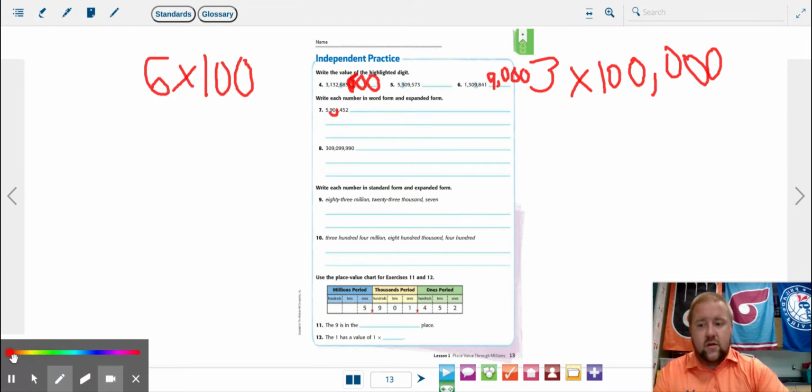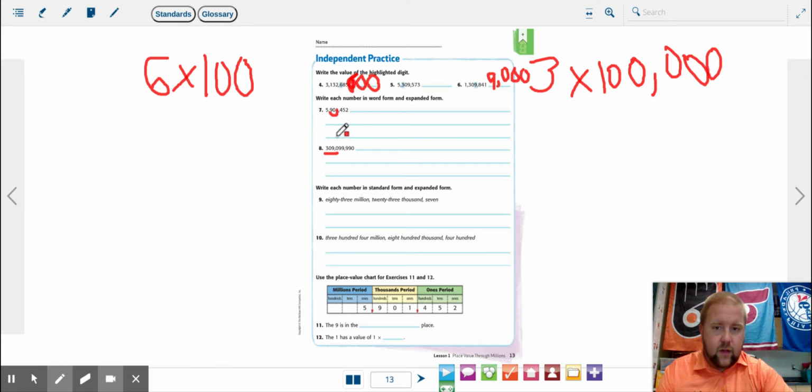901,452. So the big thing about reading numbers is you read what's up to the comma as a 3-digit number if it's there, and then you tell me the period that it's in. So 309 million. This would be 99,000, and then 990. All right. So they try to fool you sometimes with those zeros in there, but again, as long as you remember to read the number in the period and then tell me the period, you'll be fine.